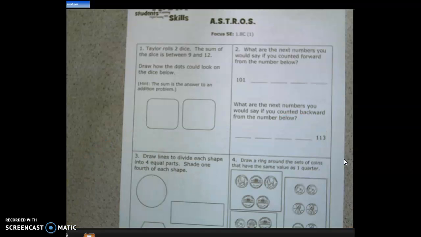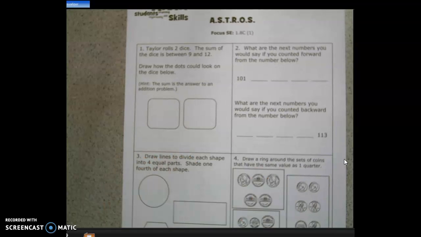Would the number 5 work? No, because the number 5 is not between 9 and 12. Would the number 11 work? Yes, it would, because the number 11 is between 9 and 12, and you're going to just do your dots. 10 would work. Number 9 would work. 11 would work, or 12 would work.